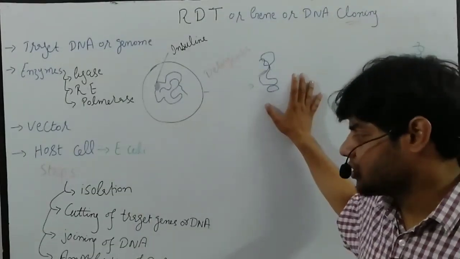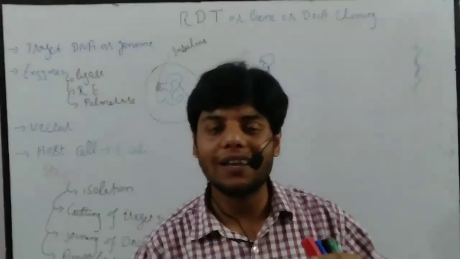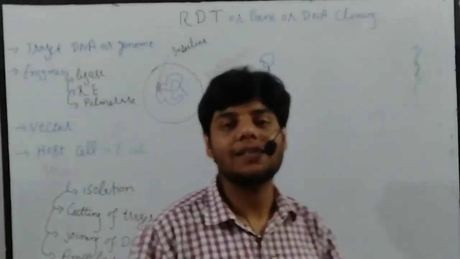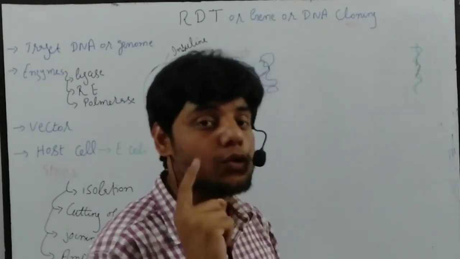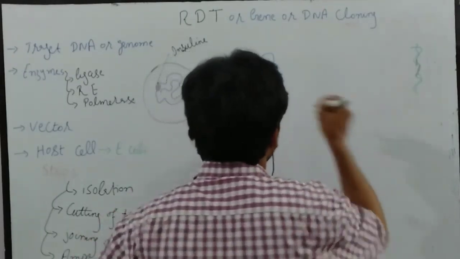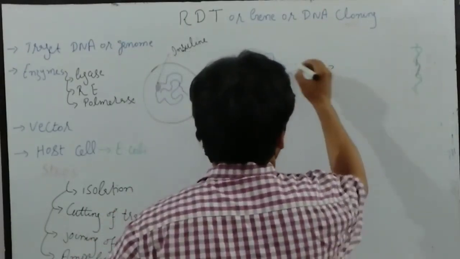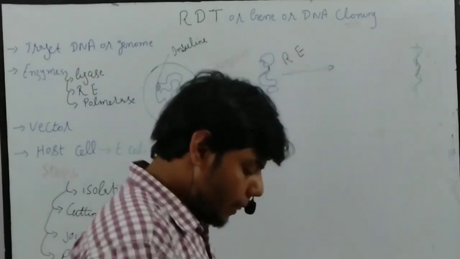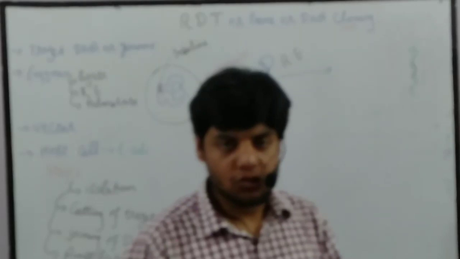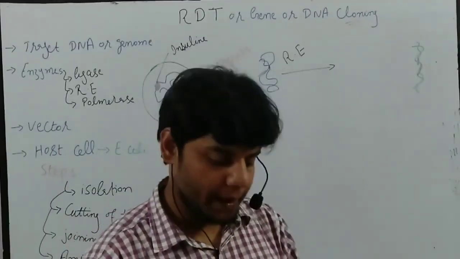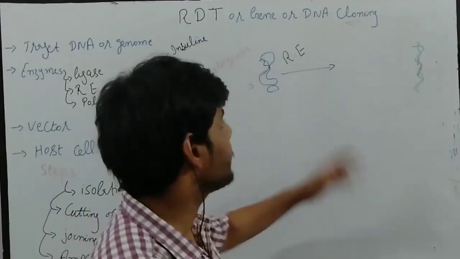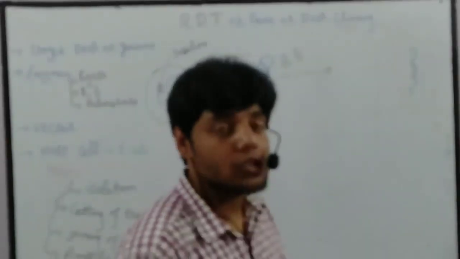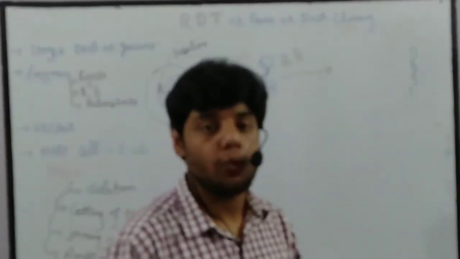Now we have isolated the genes. In the second step, we should cut the whole genome with an enzyme, and in this case we use a restriction enzyme. So we should cut this genome with a restriction enzyme. Let me explain the restriction enzyme a little, because it is very important in molecular biology and in recombinant DNA technology. We also call it restriction endonuclease.